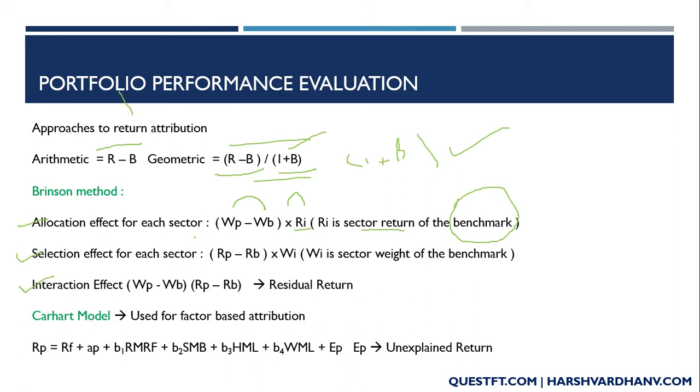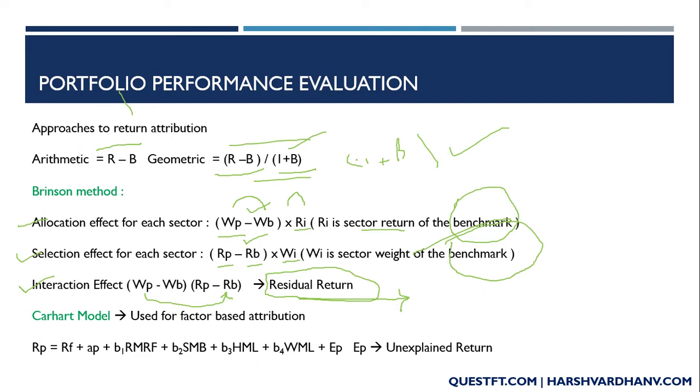When you do allocation, you take weights. When you do selection, you take returns. Obviously, since you're taking returns over here, you will multiply it with the weight. Again, this is the weight of that sector in the benchmark. Interaction effect is basically a multiplication of both the LHS. So any return which is not computed by the allocation and selection effect will come under the interaction effect. So interaction effect is basically the residual return because of the combination of the allocation and selection effect. It's easy to understand. It's the residual term.